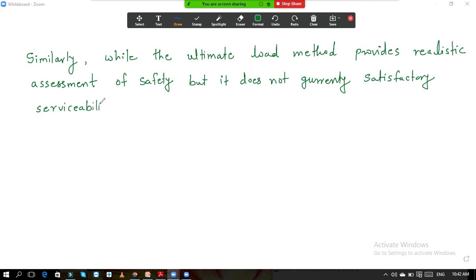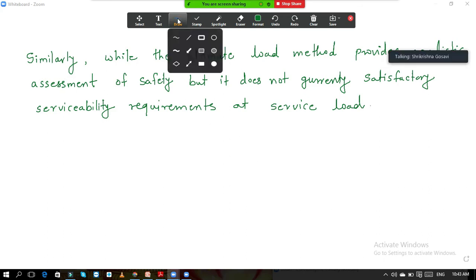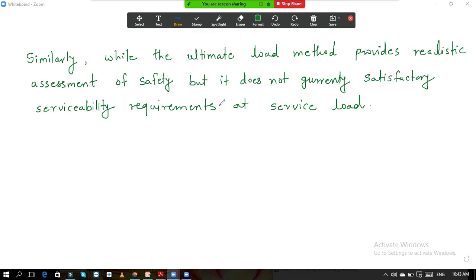I have explained these things already, that is why I am writing here quickly so that you can copy it down. Serviceability requirements at service load. Okay, at the service load. For these two methods we have first written just information about why each is to be chosen and why it is to be rejected.